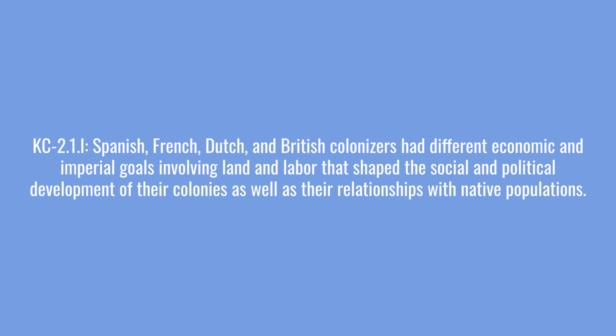The next key concept is that Spanish, French, Dutch, and British colonizers had different economic and imperial goals involving land and labor that shaped the social and political development of their colonies, as well as their relationship with native populations. We'll go through each European power and expand on the goals as before.